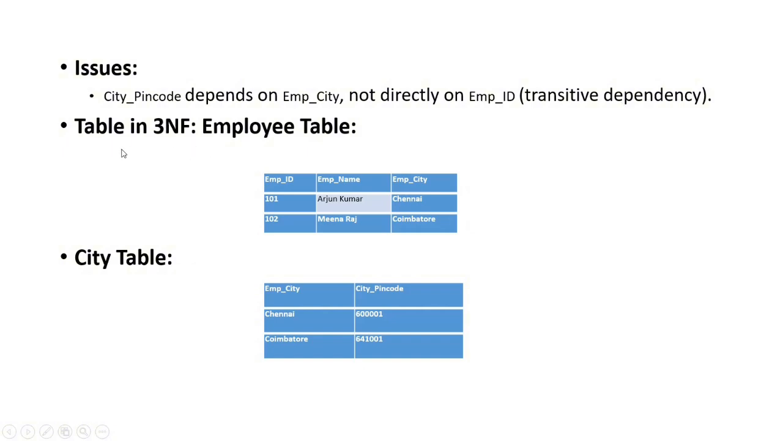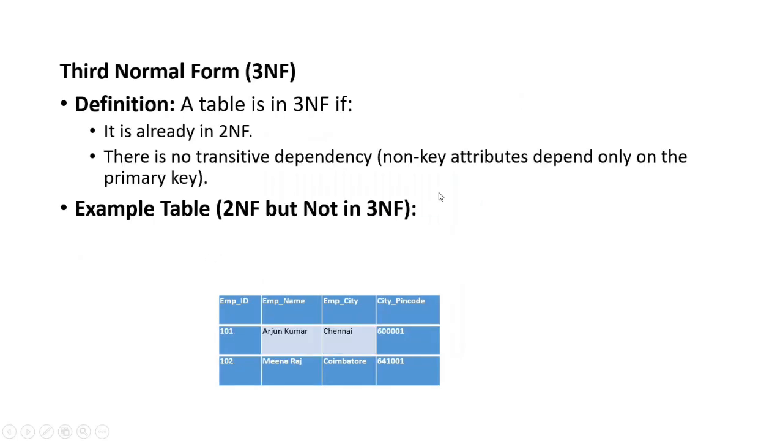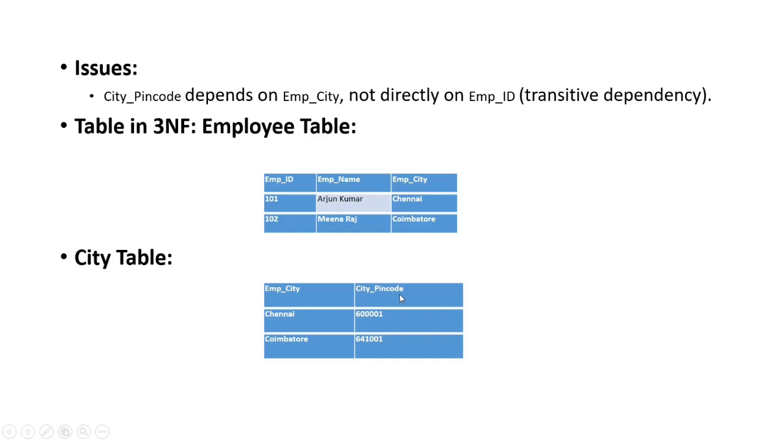So to get the table into third normal form, it has to be split into an employee table and a city table. How are we going to split? Employee ID, employee name, and employee city in one table, and employee city and city pin code in the other. Now you look at the tables here, it is completely relieved from the transitive dependency. So this is how we can overcome the transitive dependency.